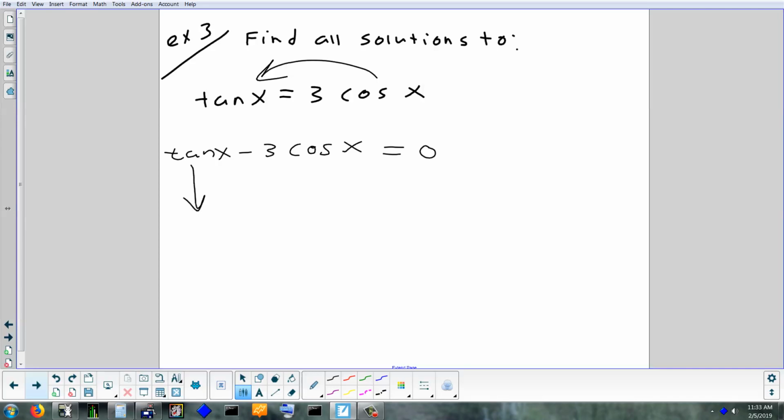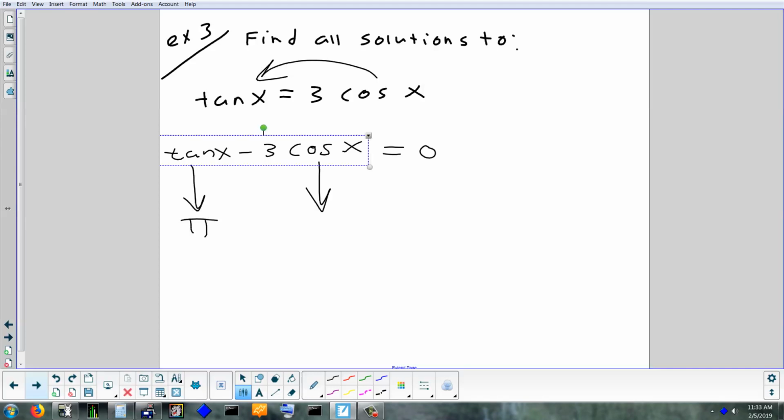Okay, tangent x. What's the period of just regular tangent? No exponents, no numbers in front of x, just regular tangent. Okay. Pi over b, and what's b in this case? 1. It's just a 1. Period's pi. What's the period of just regular cosine?